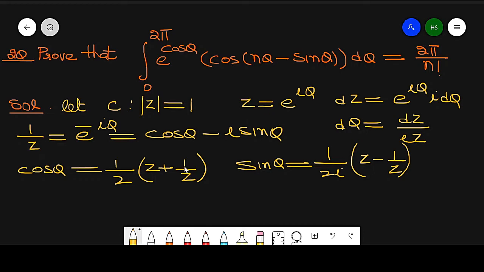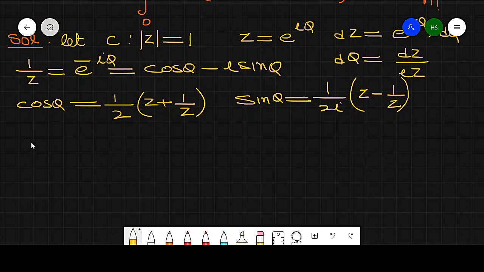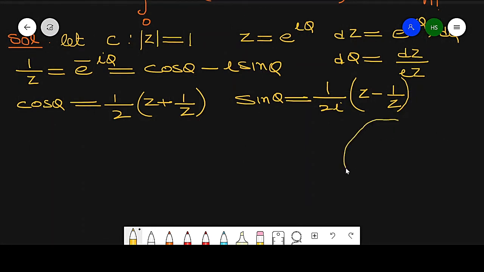Now see our question. This is the basic part, and if C is the contour of the unit circle, then basically C is a circle of radius 1. So no problem. This is the origin, and this is radius 1. So this is the contour C. Now what is my function? So this is the given integration.